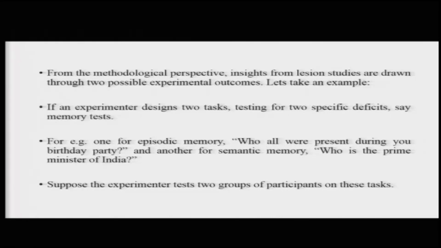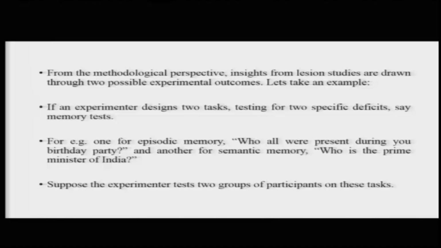Now, from the methodological perspective, conclusions are drawn from lesion studies through two possible experimental outcomes. Let's take an example. If an experimenter has two tasks, let's say task 1 and task 2, and I've taken an example here of memory. Suppose an experimenter developed two tasks. One task is for testing episodic memory. You can ask somebody who all were present during your birthday party, where did you go for your vacation, things like that. And another for semantic memory, where you just ask the person about facts.